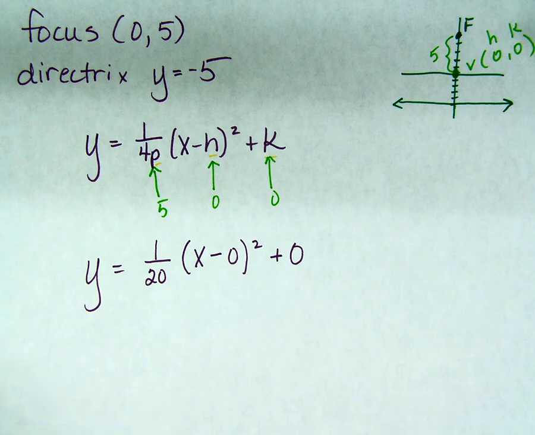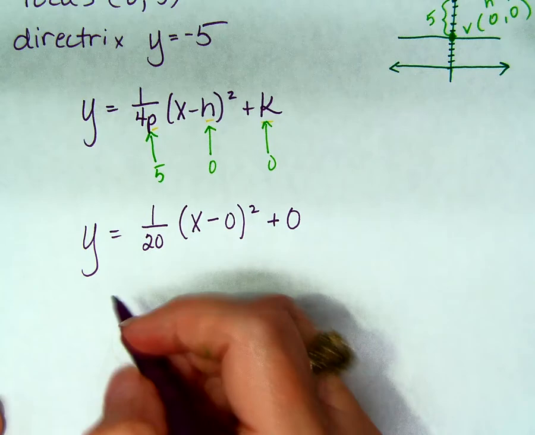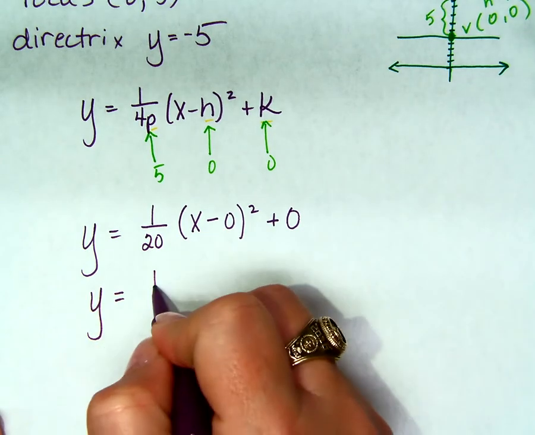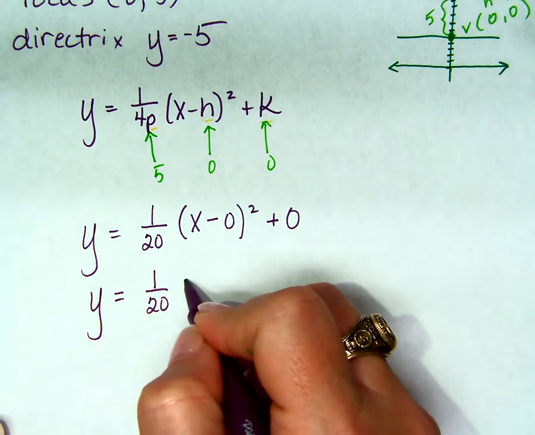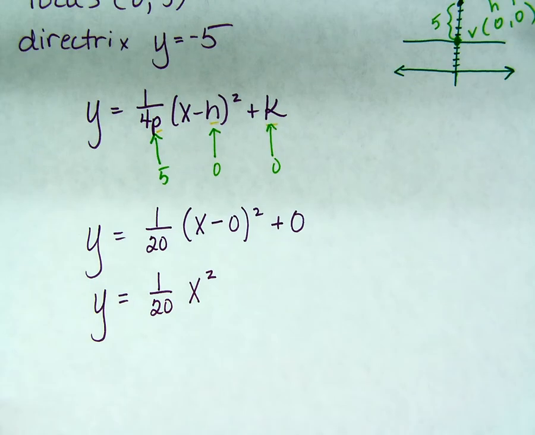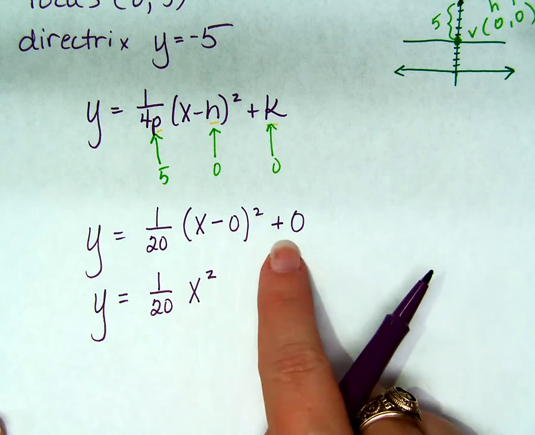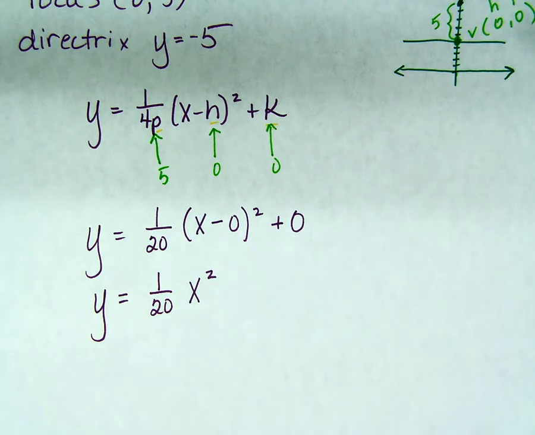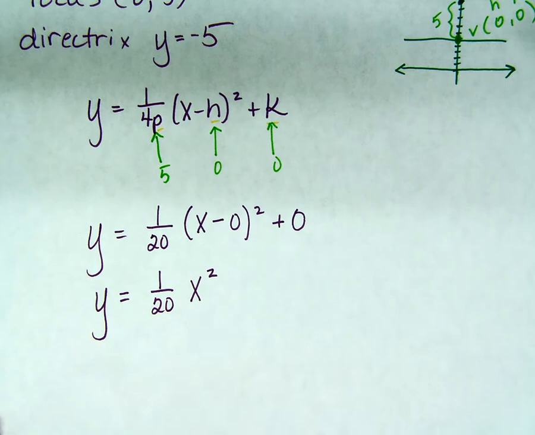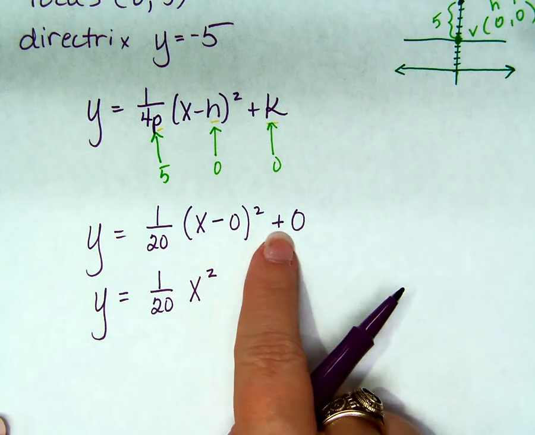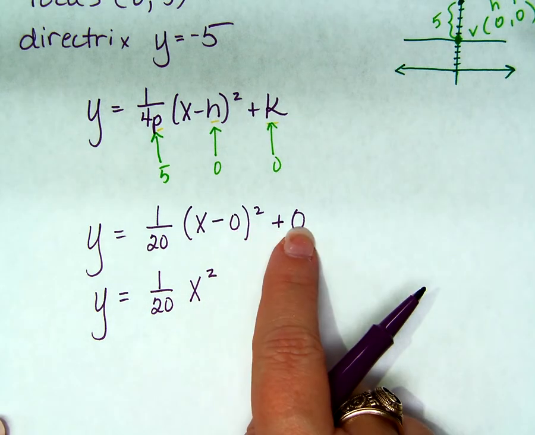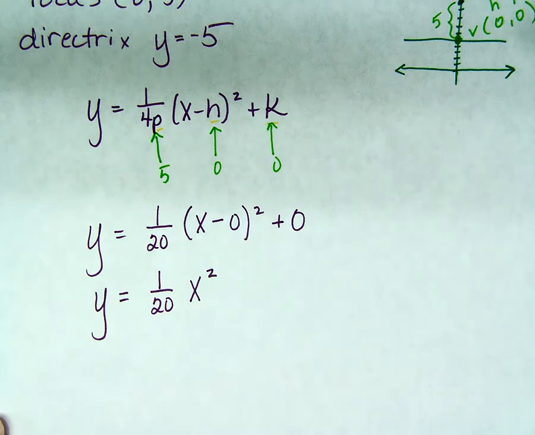Is it the smallest answer, the simplified answer that I could have written? No, what would that be? 1 over 20 x squared. Right? Because x minus 0 is just x, and then that's squared, and then plus 0 is just nothing. So either one of these answers is correct. This one obviously is more simplified. Okay? But with this one, it's really easy to see where my center is, excuse me, my vertex. It says 0, 0. It's right there.